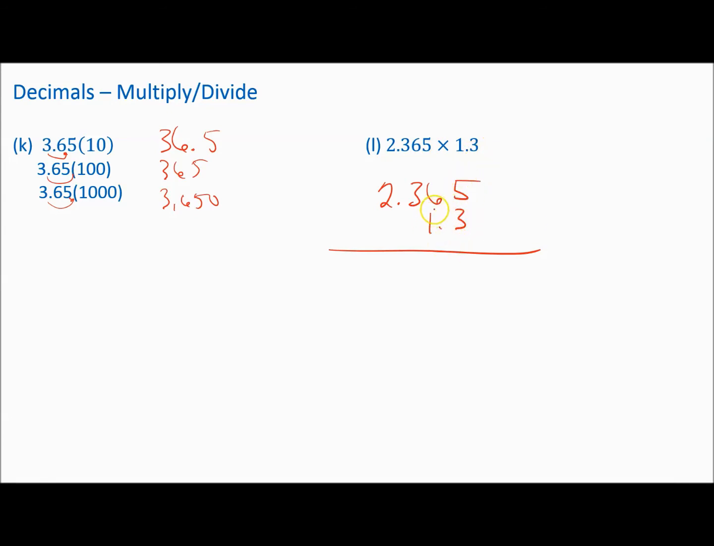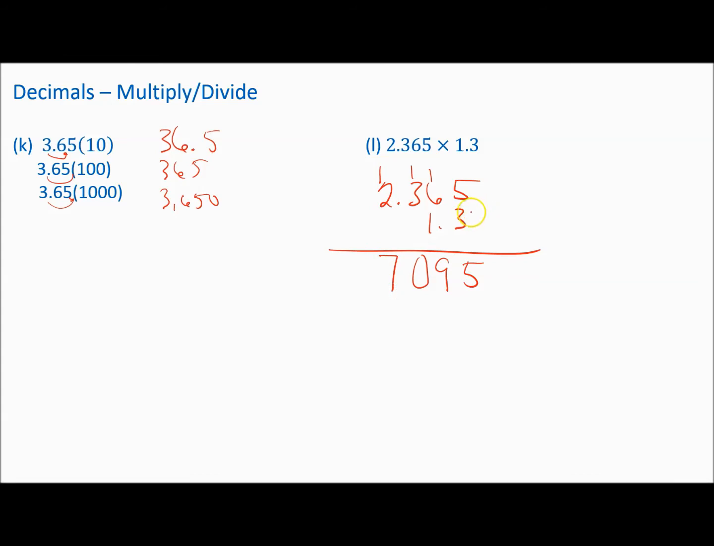And you remember the drill, right? 3 times 5. You're multiplying. Don't worry about the decimal right now. 3 times 5 is 15, and that goes up there, right? 3 times 6 is 18, plus 1 is 19. That goes up the next spot. 3 times 3 is 9, plus 1 is 10, so the 0 comes down and the 1 comes up. And 3 times 2 is 6, plus 1 more is 7.